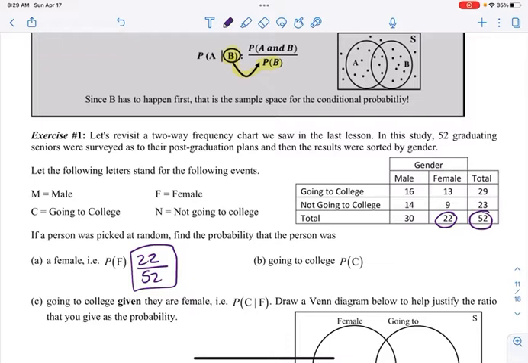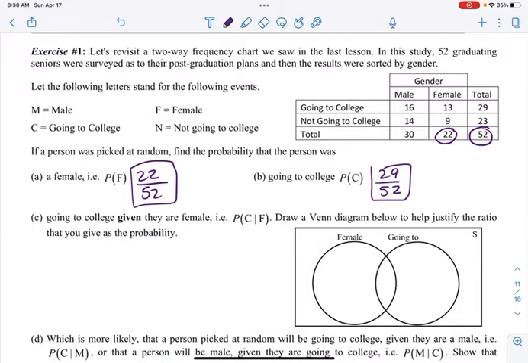Probability of going to college. Well, the total number of people going to college is 29. And again, the total people is 52. So 29 out of 52. So now let's do that conditional. Going to college given they are female.